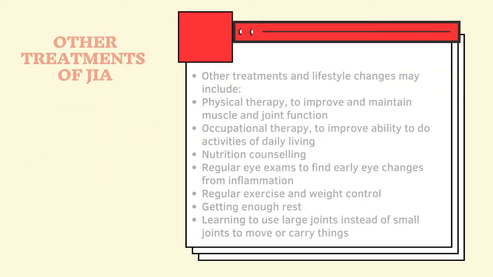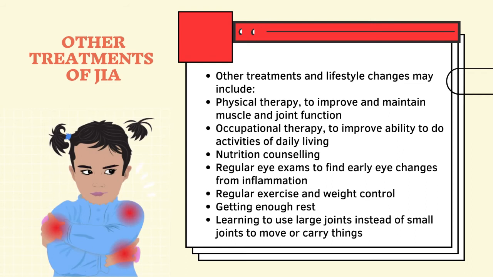Other treatment: physical therapy to improve and maintain muscle and joint function. Occupational therapy to improve the ability to do activities of daily life. Next is nutrition counseling. Fourth is regular eye exams to find early eye changes from inflammation.